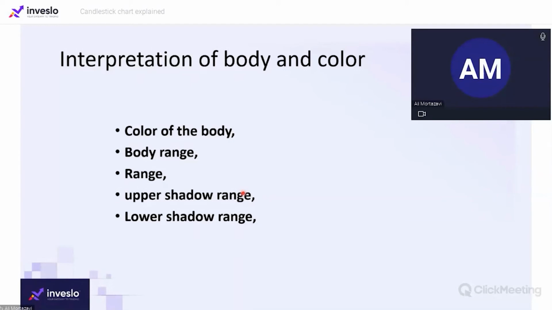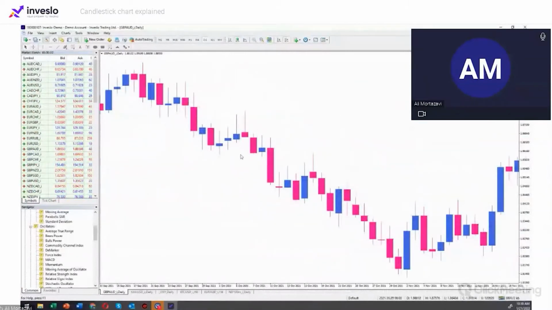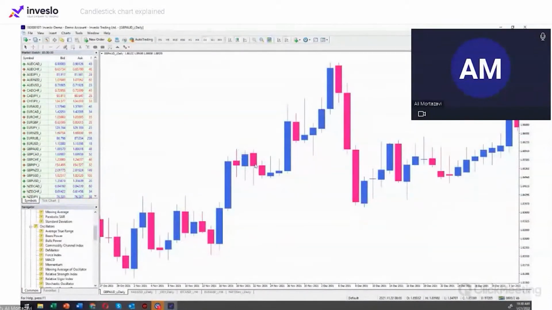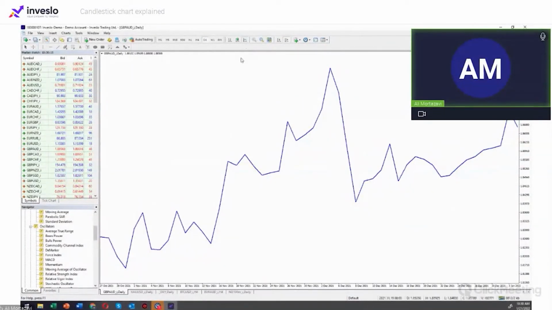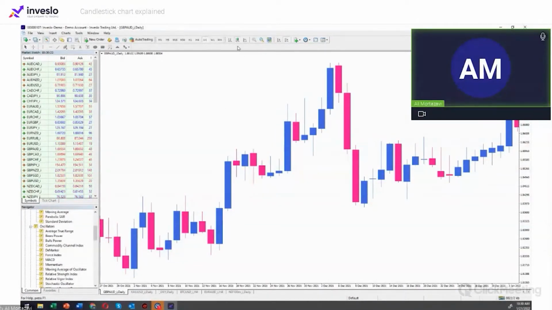They are very important because the upper shadow and the lower shadow actually reveal the rejection of price, which means, for example, if I want to show you on the charts, here you can see my chart with candlesticks. As I said before, there are other charting methods, like the line chart and the bar chart, but the most popular one is the candlestick.